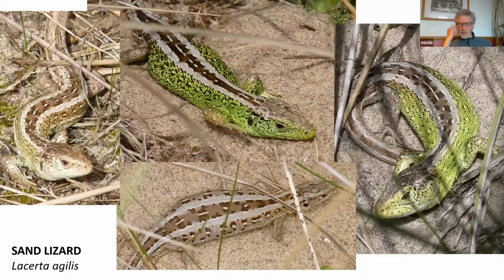The sand lizard, a bit bigger than the common lizard. Common lizard's usually only up to about 15 or 16 centimetres. The sand lizard can grow up to about 20, and it's a chunkier lizard. The males develop these lovely lime green flanks in the breeding season. The females, there at the bottom, are much more cryptic with shades of grey and brown.